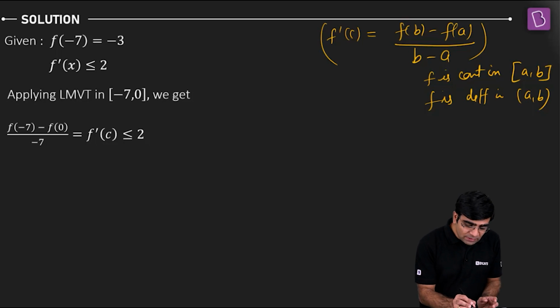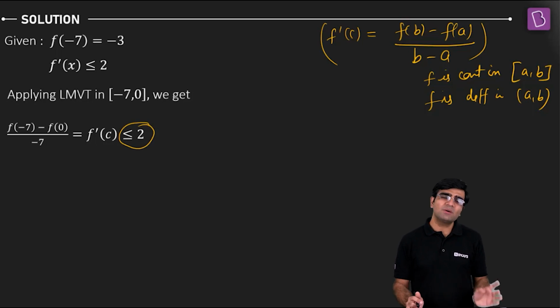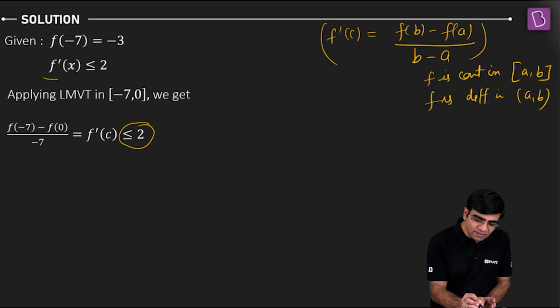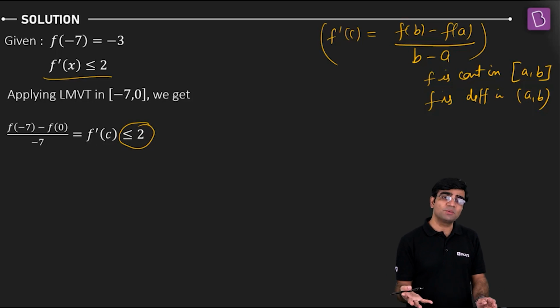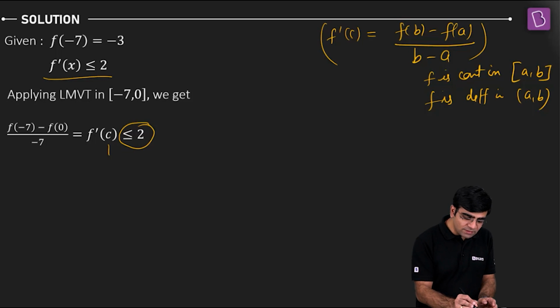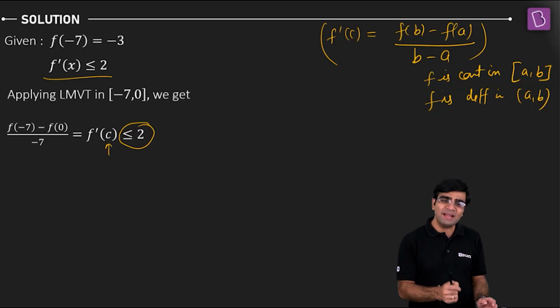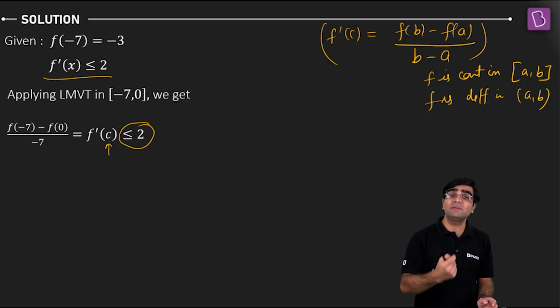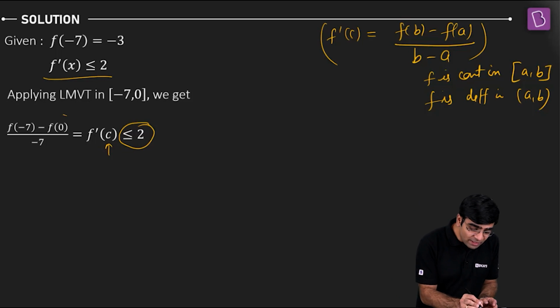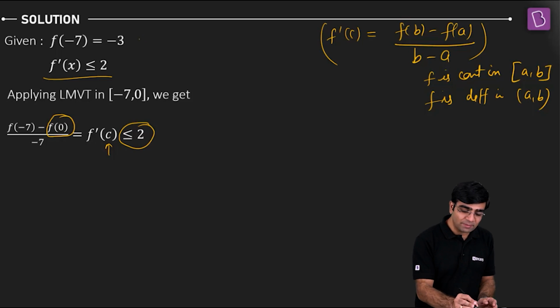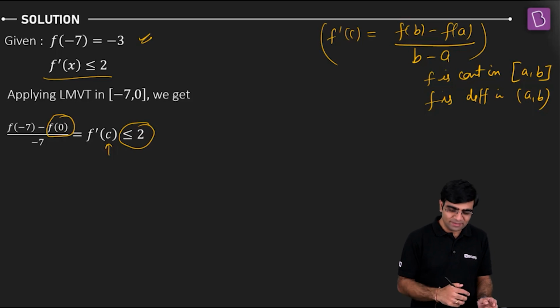Now, can you see this is less than or equal to 2? You must be wondering how this is coming. See, the entire derivative f dash x in general is less than or equal to 2. So if I'm taking it for a certain c, that also has to be what? Less than or equal to 2 only, right? And because of that only we are able to make a judgment upon which value? F of 0. Why? Because f of minus 7 is already known to me beforehand.